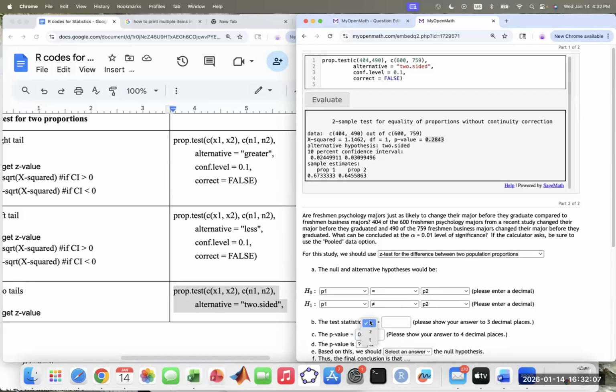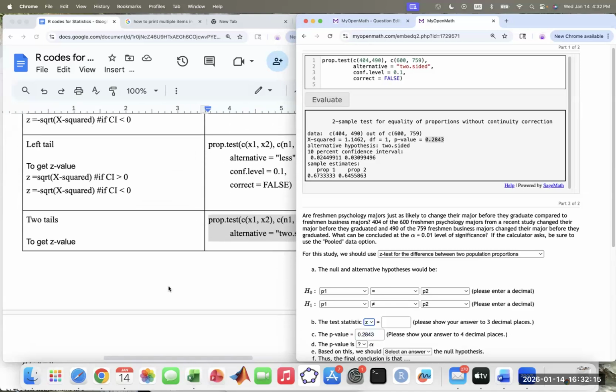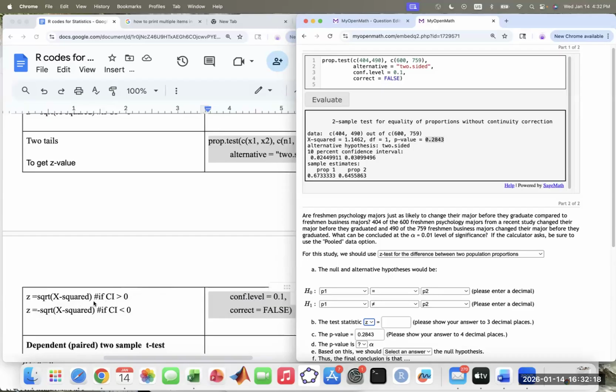Now we do the Z test, so the test statistic here would be Z. You have to find the Z value. According to the notes, the Z value is equal to the square root of chi-square, so copy this one and take the square root. But you have to look more carefully. It is positive if the confidence interval is greater than 0. This is the confidence interval right here, and these two are positive, so you choose that one. But if you see this one negative, then your answer would be negative.